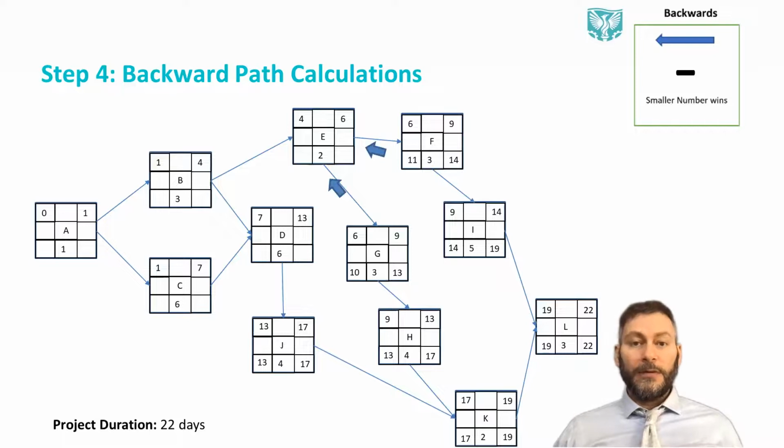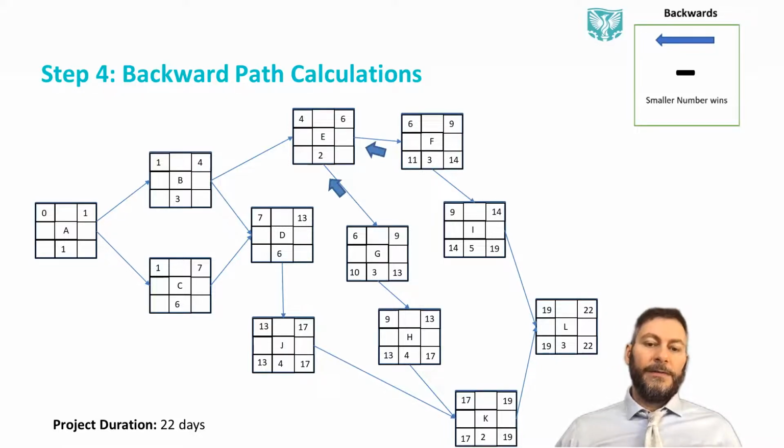Now here's the first time we have a choice. E gets two inputs really, from F and G. And the rule is we have to take the smaller number. Now don't make a mistake, it's the bottom part of the box we need to look at. So we have a choice between 11 and 10. Which one will be the smaller number? We're looking for the smaller number to win. It's going to be 10. 10 minus 2 is 8.